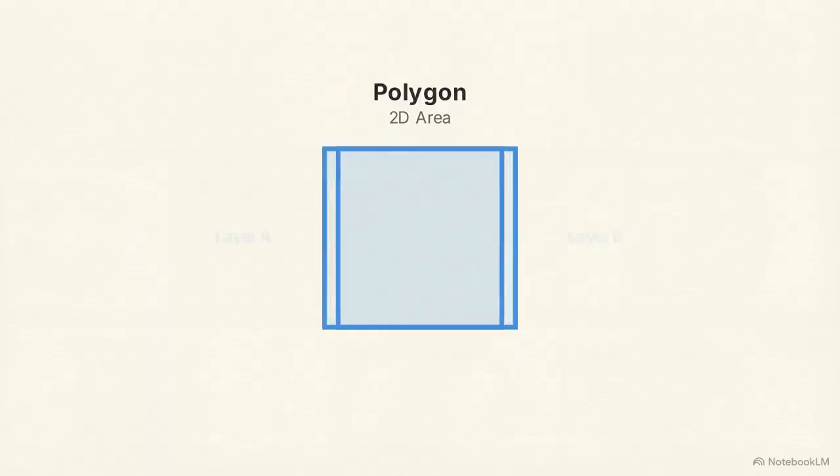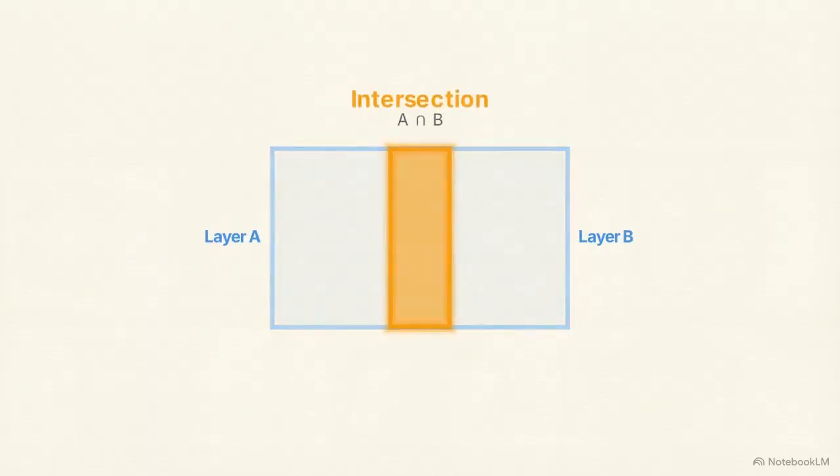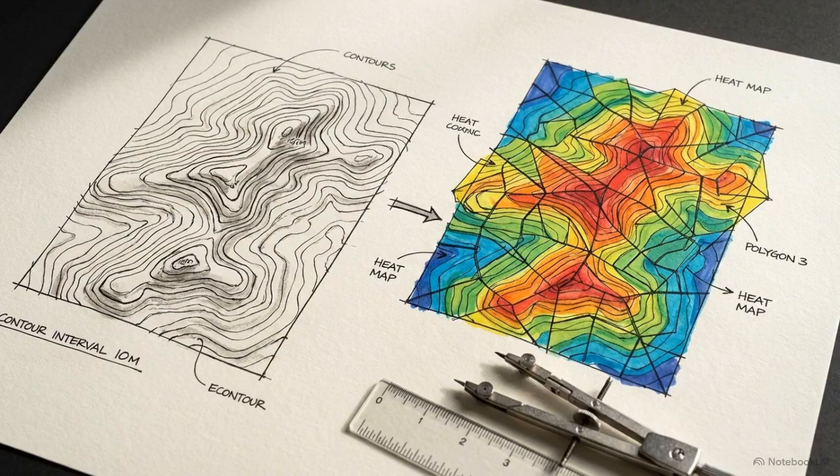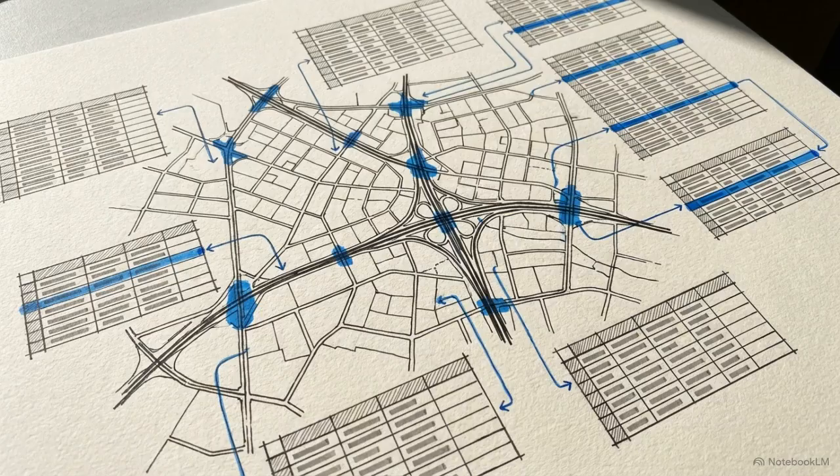By applying specific tools and operations, we take raw spatial primitives, points, lines, and polygons, and mathematically derive entirely new datasets. Simple cartography displays what is already known. Spatial analysis extracts secondary data that did not exist in the original inputs. To execute geoinformatics accurately, an engineer treats the map as a dynamic, interactive database.